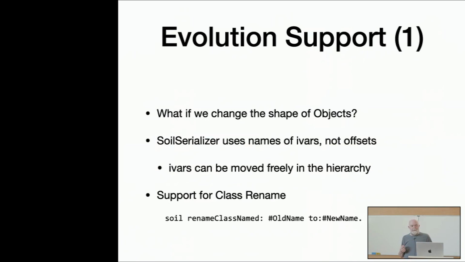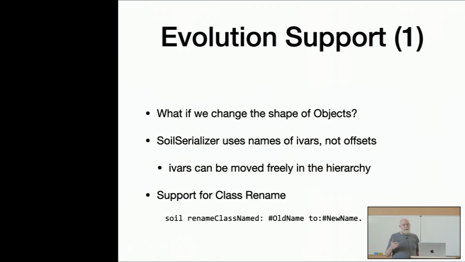One thing that is interesting, and often a question that people have: what if I change my model? One change that people might do a lot is that the classes that you store change shape. That means you add an instance variable, you remove an instance variable, you move an instance variable from the class to a superclass, you add a class in the middle, you remove a class. How does Soil handle that?